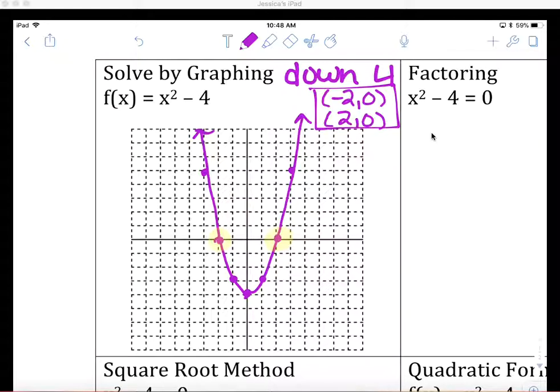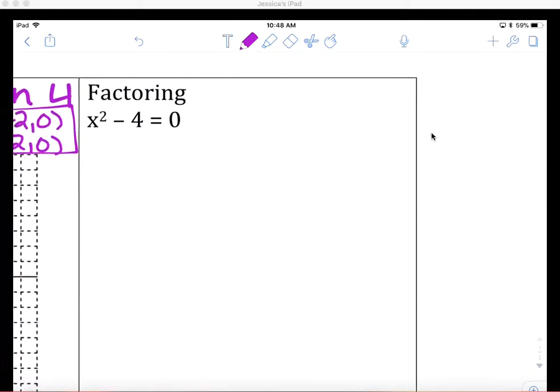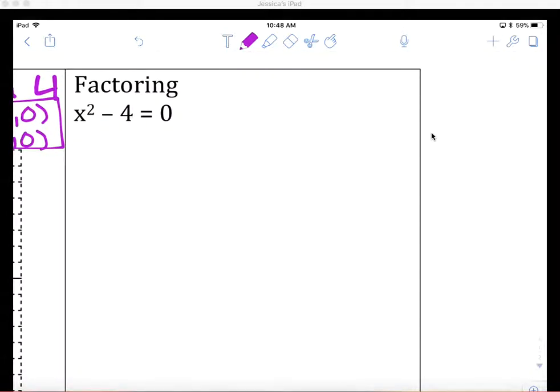Moving on to factoring. With factoring, you have different types depending on your problem. This problem has two terms, so I know it's either a GCF or a difference of squares. In this case, this is a difference of squares. I can take the square root of 4, and difference means subtraction. X squared minus 4 would give me two factors of x plus 2 and x minus 2.